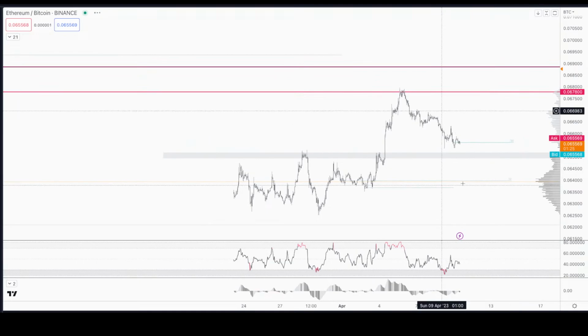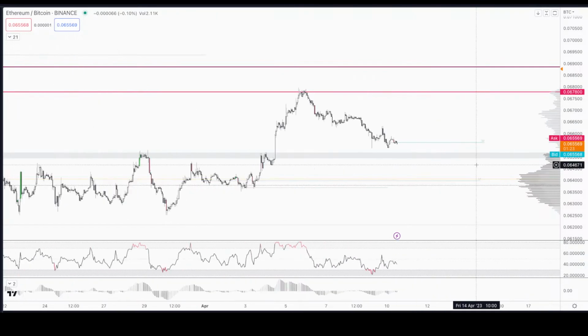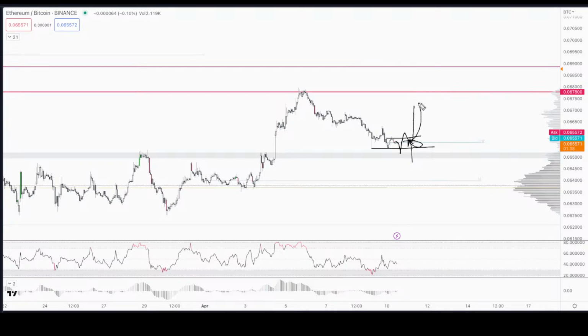Until I see strength here, I cannot say that it is gonna bounce. We need to see something. It needs to show us like this, like that, and then I would say, okay, now it's ETH time. Probably it's gonna go here for starters, and then we'll see if it's gonna continue or not.